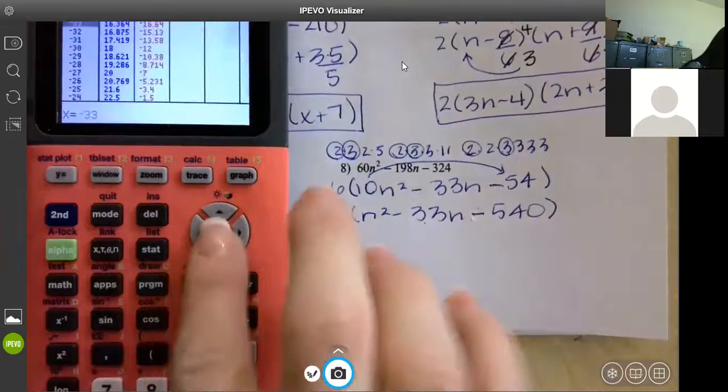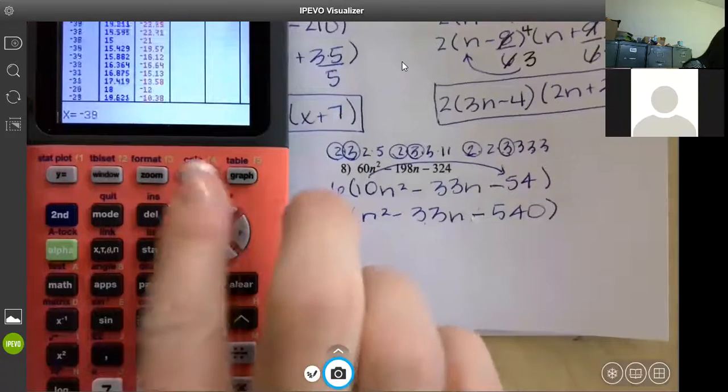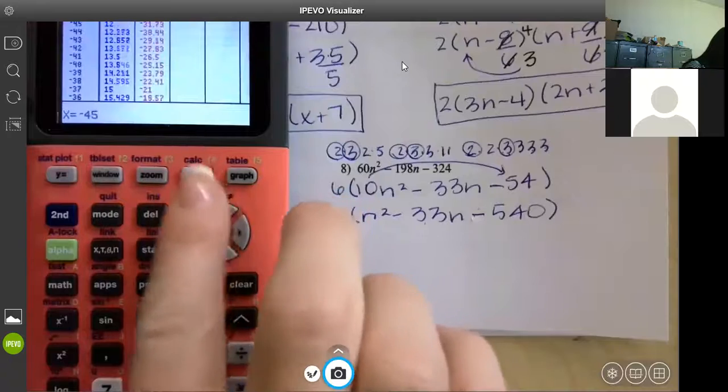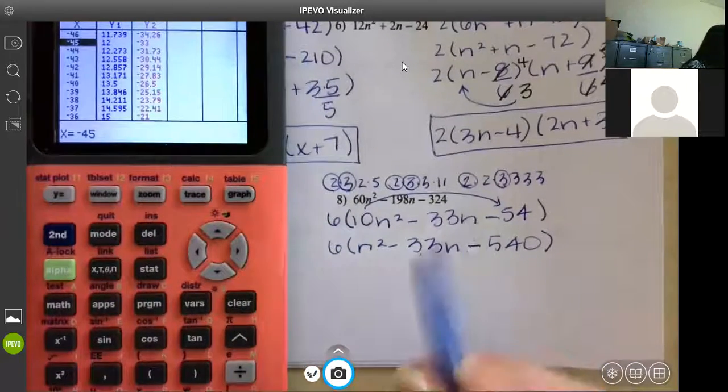Now we should see something. Negative 12, negative 18. I'm way past it right now, but I'm going to go. Here we go. Negative 33, negative 45, and 12. Thank you for fixing that.